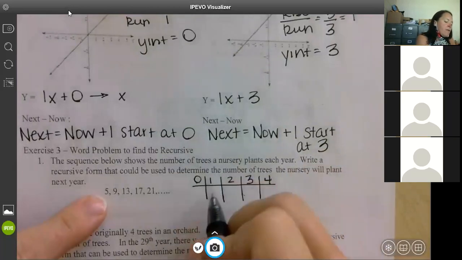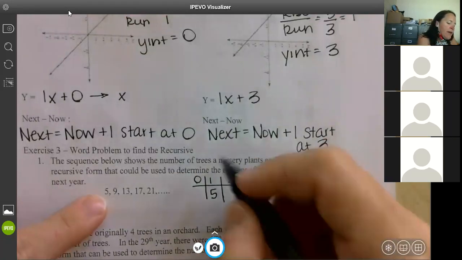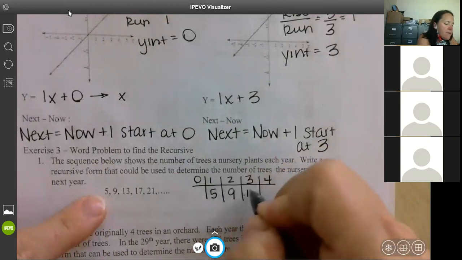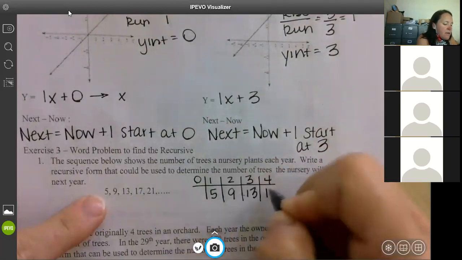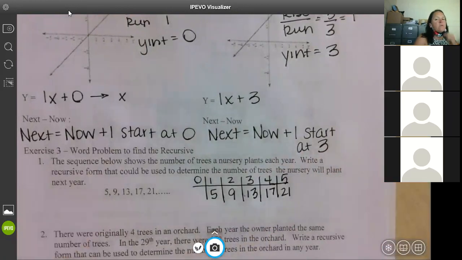So this 5 starts with a 1. Okay. The first year they had 5. The second year they had 9. The third year they had 13. The fourth year is 17. And the fifth year is 21.